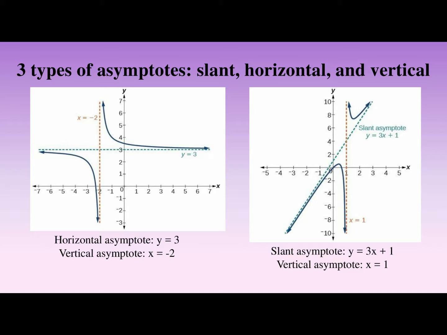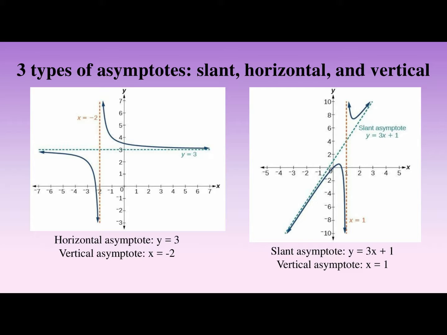Let's look at the first graph here. We have a horizontal asymptote, which is the dotted green line of y equals 3, and we have a vertical asymptote at x equals negative 2. In the second graph, we also have a vertical asymptote, and it is at x equals 1, and then we have a slant asymptote at y equals 3x plus 1.